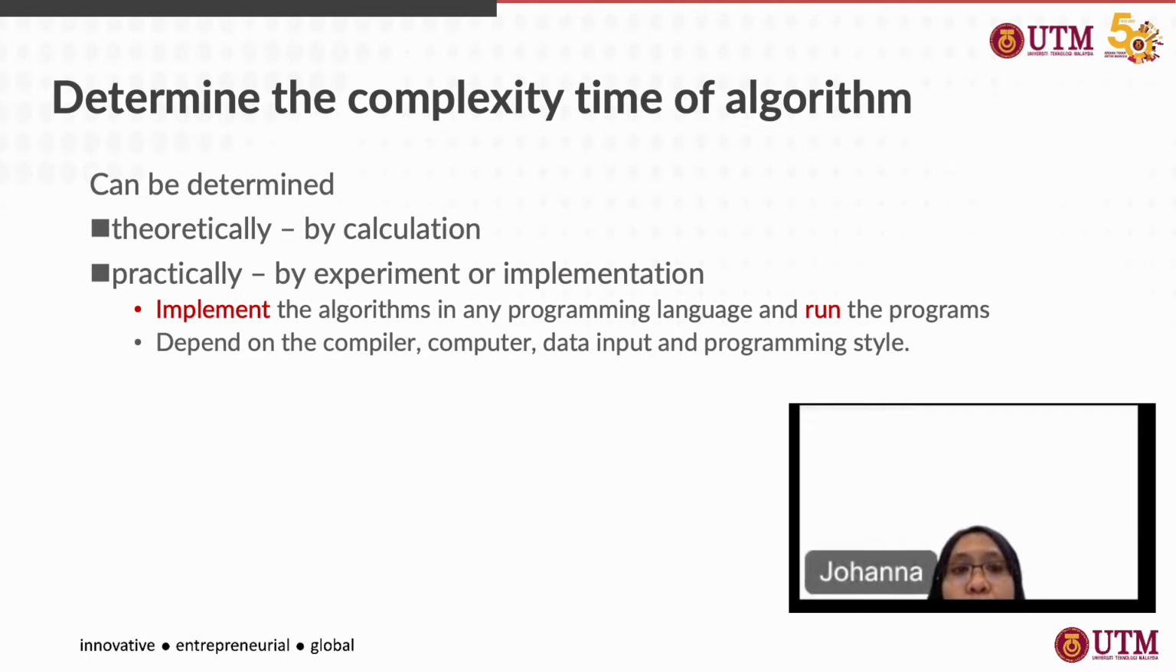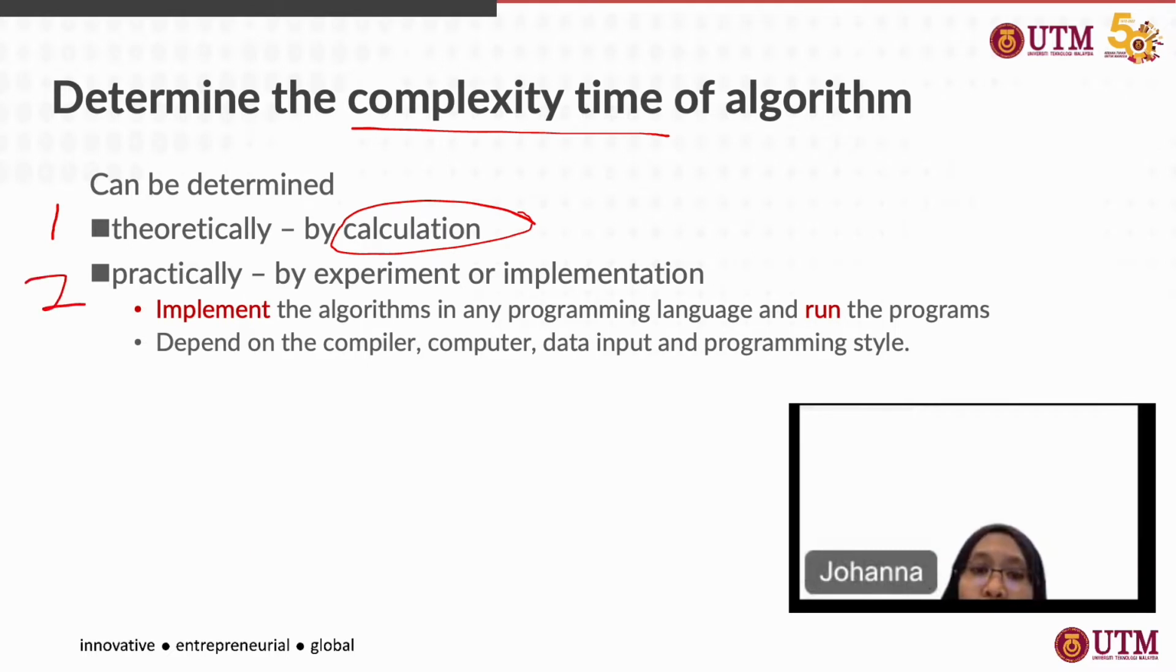There are two ways to determine the time complexity of an algorithm. Theoretically, which is by calculating manually, and practically, whereby we use an experiment or implementation: we implement the algorithm in any programming language and run the program. Practically, the result depends on the compiler, computer, data input, and programming style.